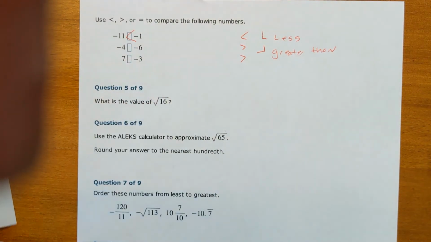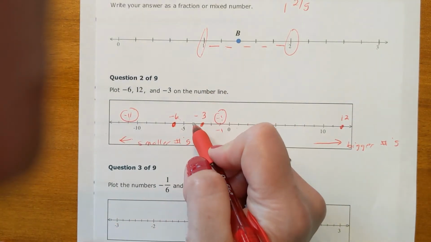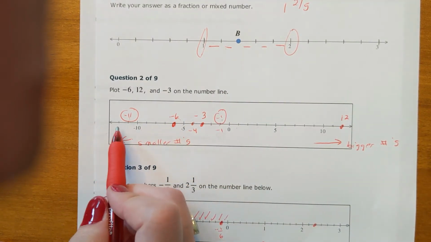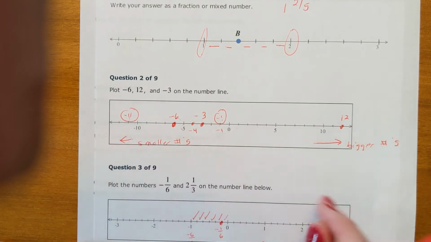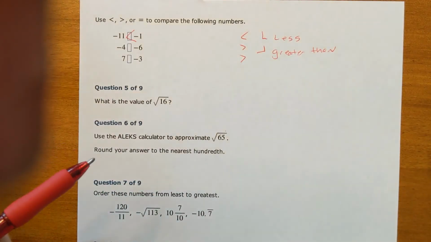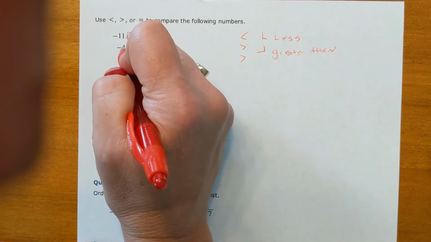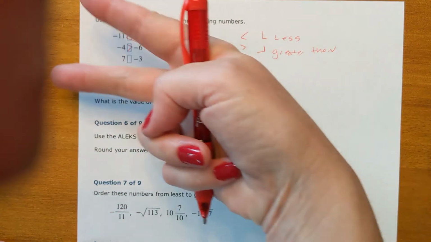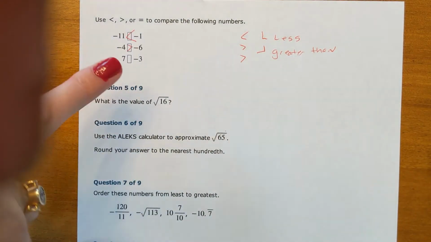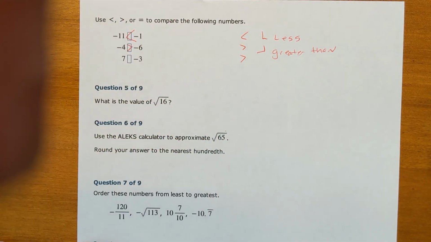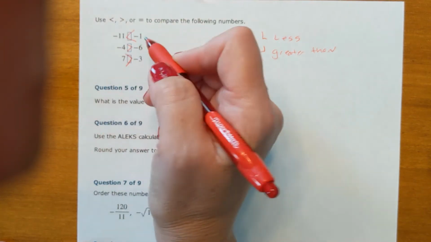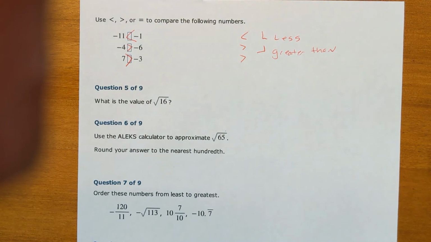And then -4, -6, here's -4, and there's -6. -6 is much smaller than -4 because it's further to the left. So -6 is much smaller, -4 is bigger. So since it's bigger, you have the alligator swallow up the bigger number, and -1 was bigger, so again, have the alligator swallow up the -1. And then 7 is definitely bigger than -3. So greater than, because a positive number is always going to be bigger than a negative number.